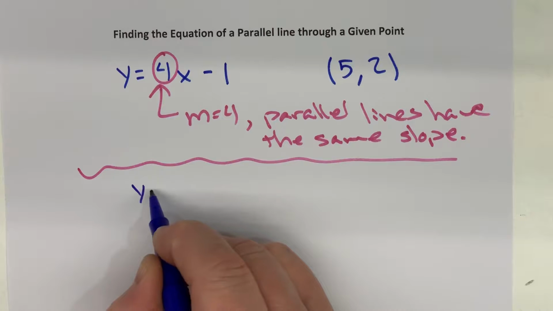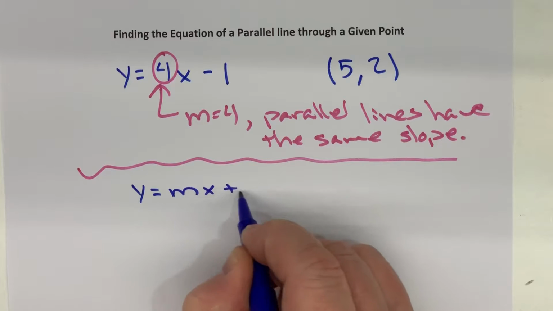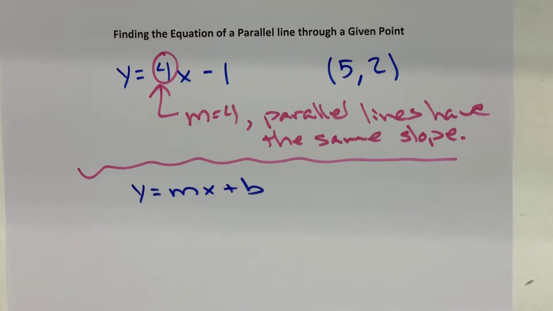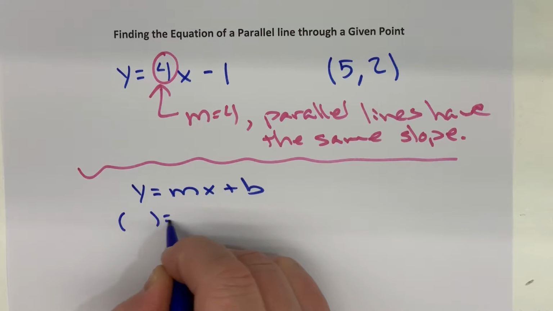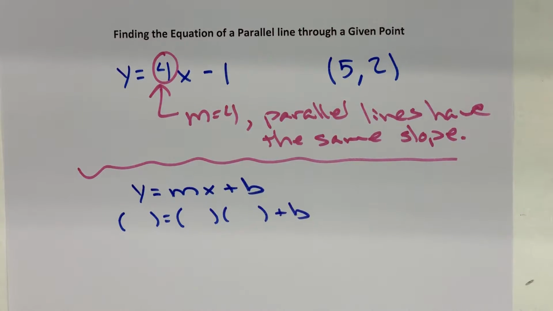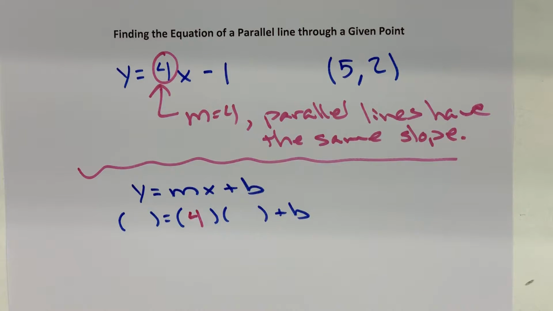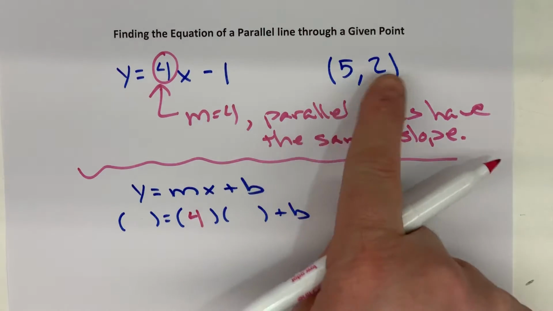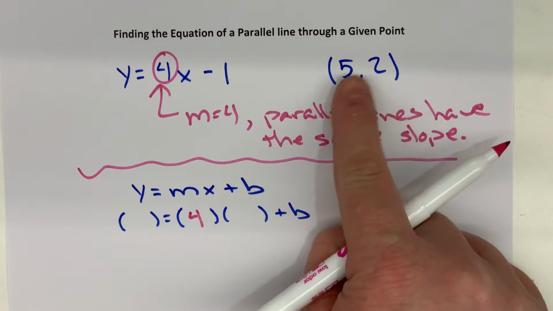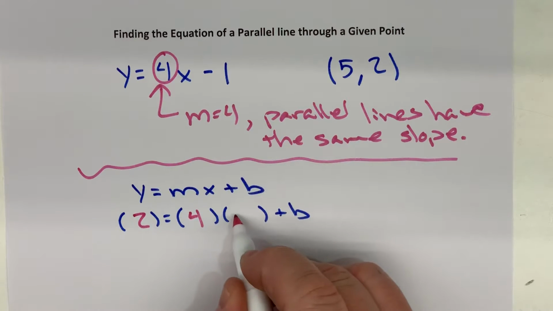So I have y equals mx plus b. I'm going to put my 4 in for the m. So y equals 4x plus b. Again, same slope. Now what about this y and this x? Well, the y and the x come from the new point that we're trying to have this new line run through. So 5, 2 is x, y. My y is a 2, and my x is a 5.